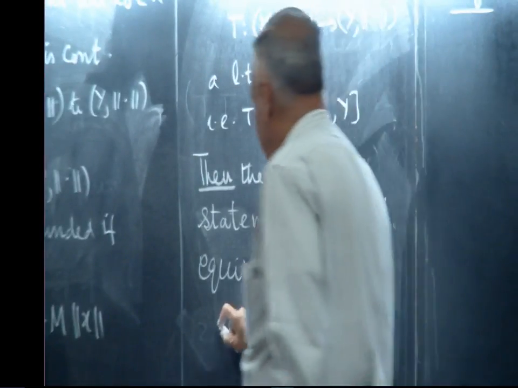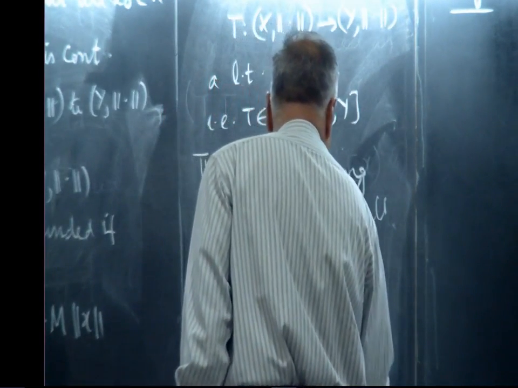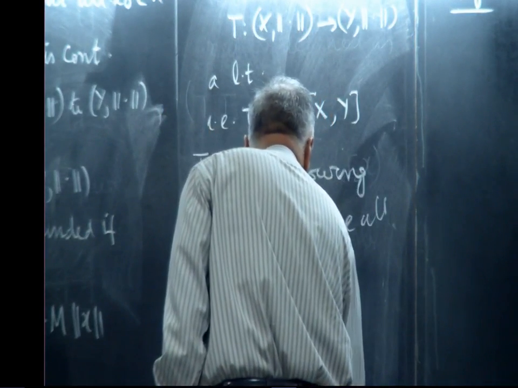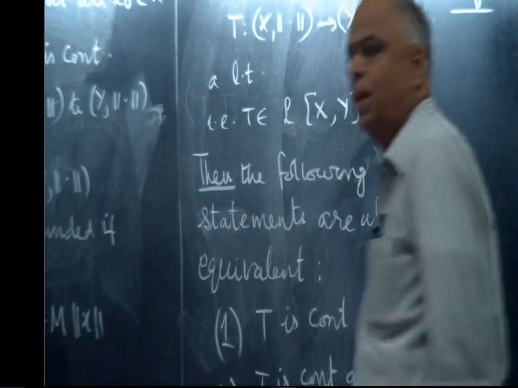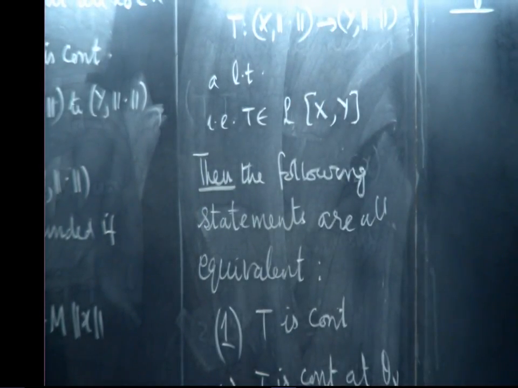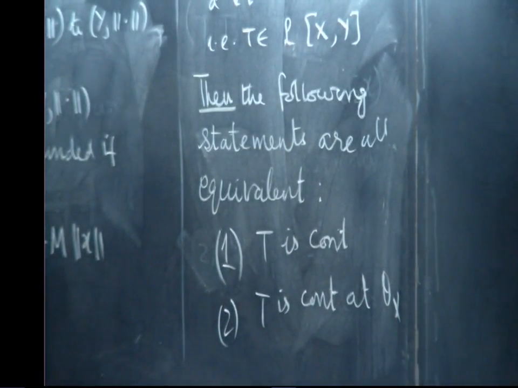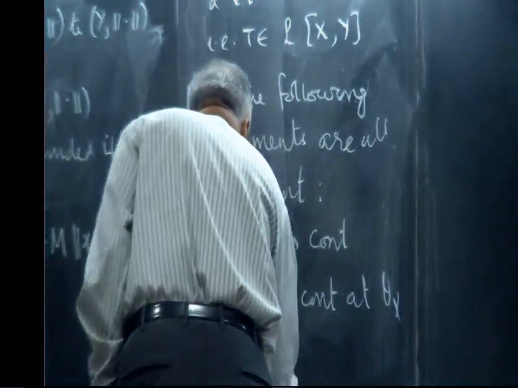1, T is continuous. 2, T is continuous at the origin, just at that one point. When I say these are equivalent, if it is continuous at this one point, the origin, it is continuous at all points. That is the beauty of a linear transformation. And 3, T is bounded.